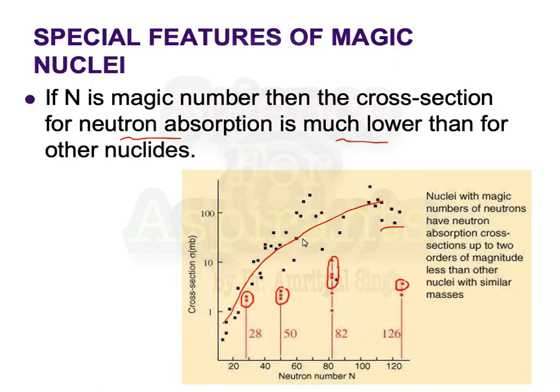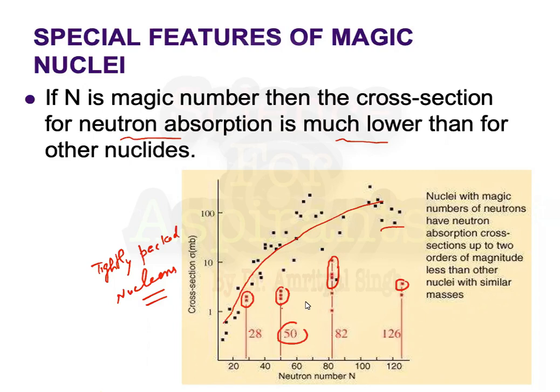Later people gave the explanation that these magic number nuclei are tightly packed, with tightly packed nucleons within the nucleus. Due to this tight packing, it is very difficult to add a proton or neutron to, or to eject a proton or neutron from, these stable nuclei. So this is one of the reasons.